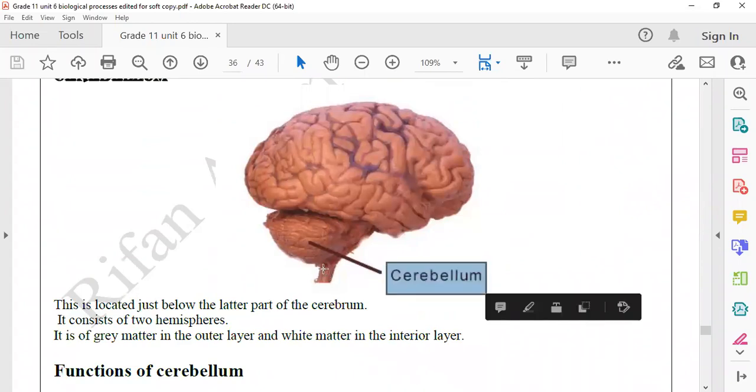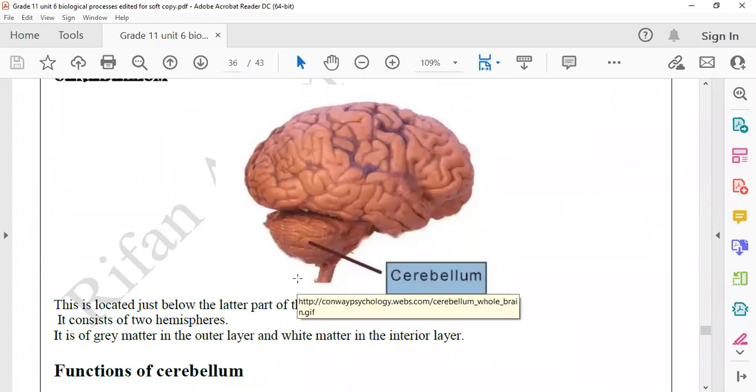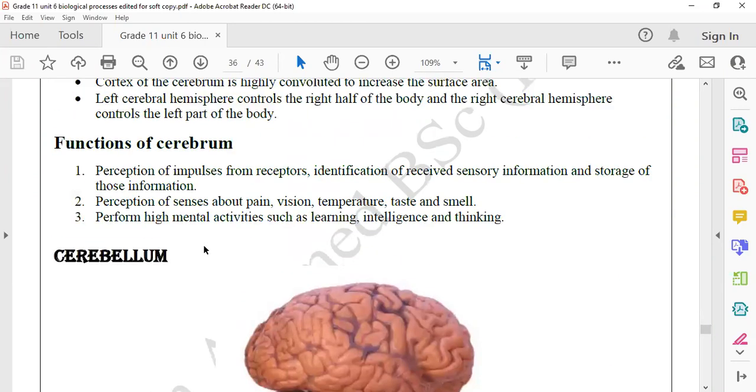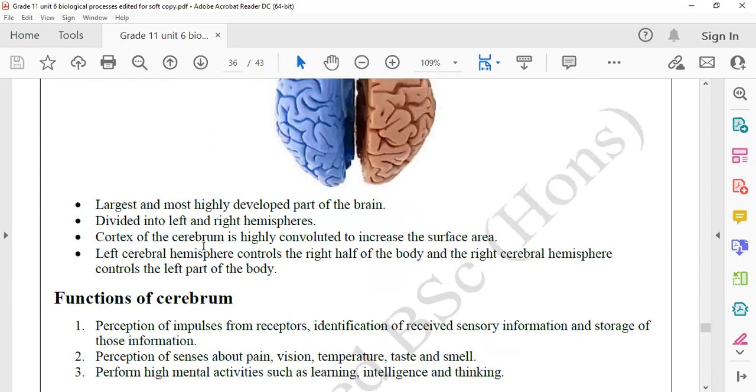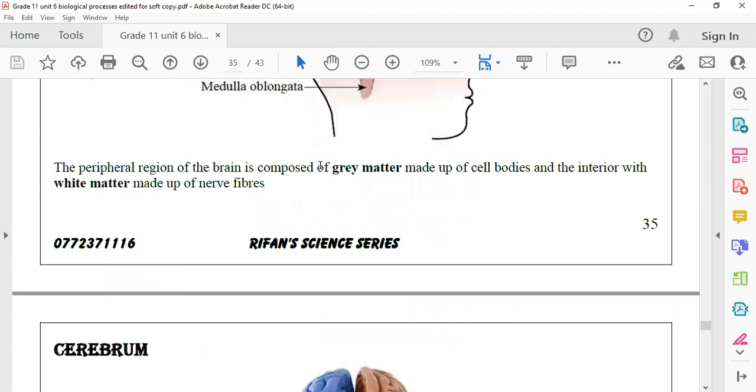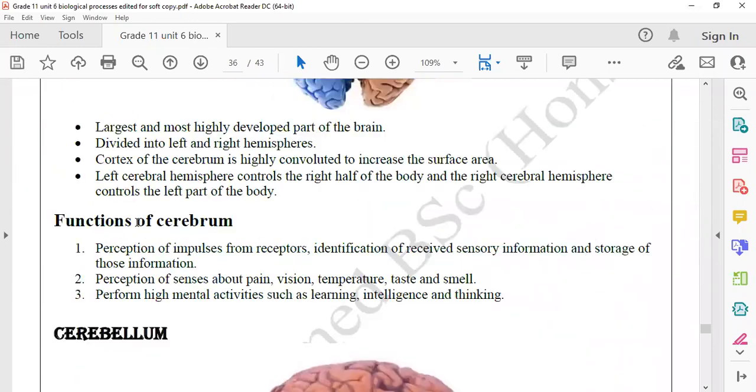In cerebrum also, cerebellum also, how many hemispheres are there? Two hemispheres. In the cerebrum, the outside portion is in what color? Gray color. It is made of cell bodies. Inside it is in what color? White color. It is called white matter. It's made of nerve fibers.